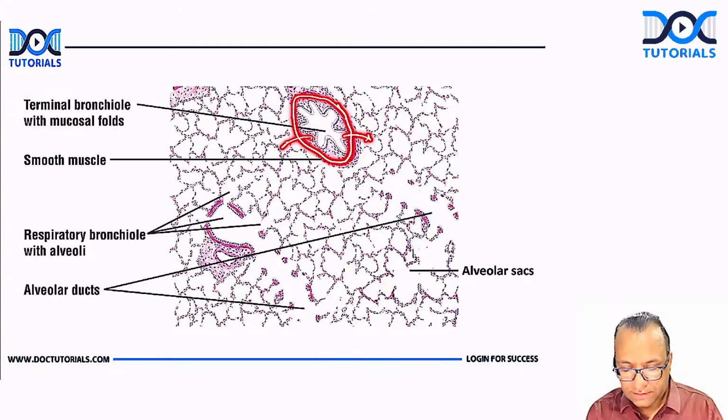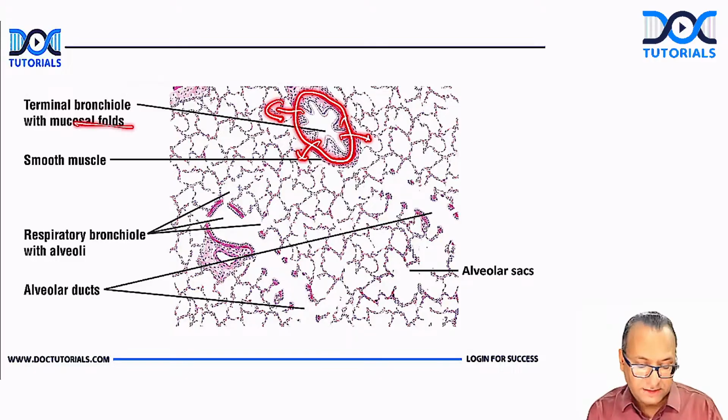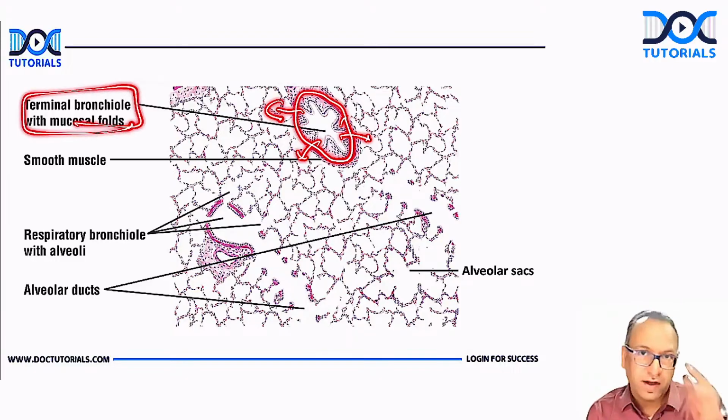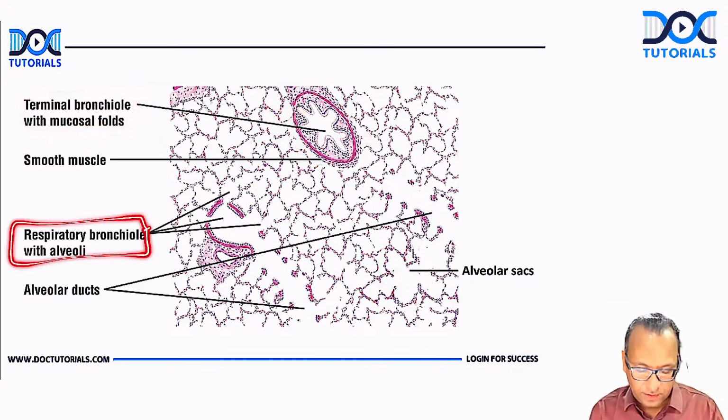There is no communication with the alveoli. So since there is no communication with the alveoli, respiratory gas exchange is not happening. It is a conducting pathway. It is not yet the respiratory pathway. The respiratory pathway will begin with the respiratory bronchiole.